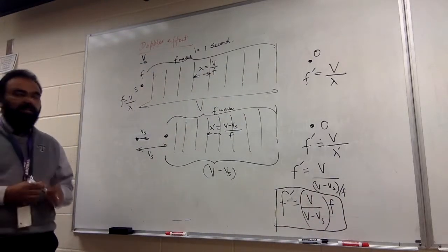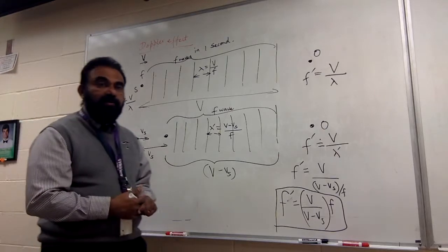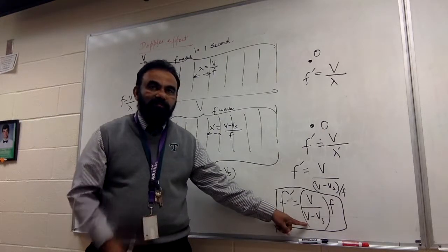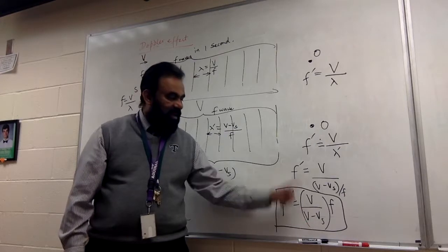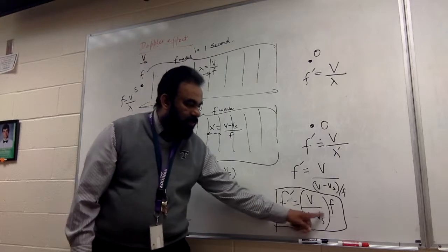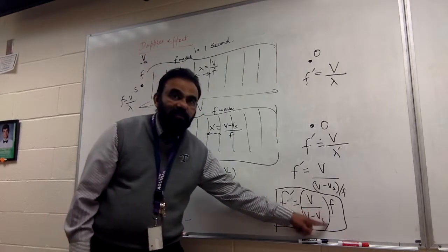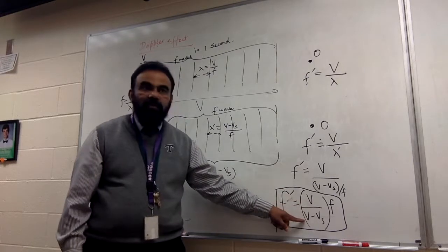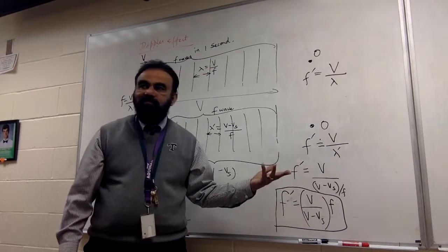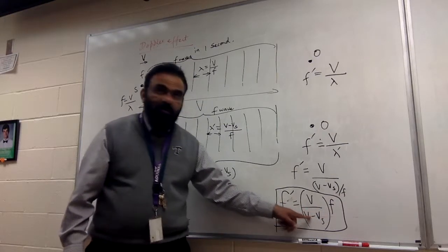So the frequency heard by the observer is going to be higher or lower by the look at this equation. Higher, because it's subtracted here. If the source was not moving at all, just remove this whole thing. So you'll have just V over V, which is 1 times F. If the source is not moving, then this Vs won't be there at all.